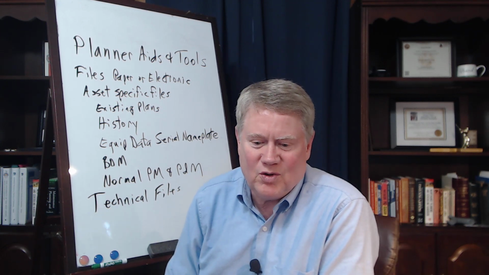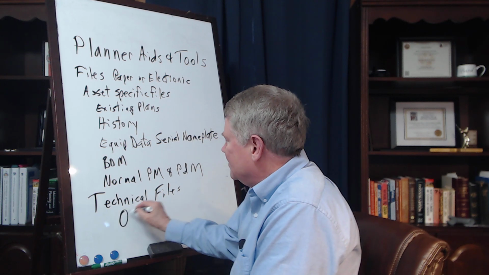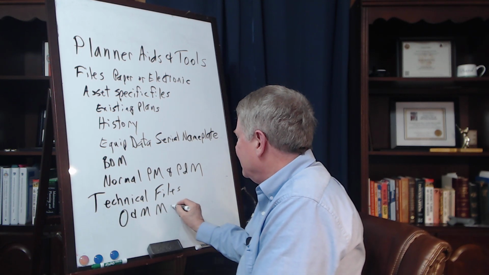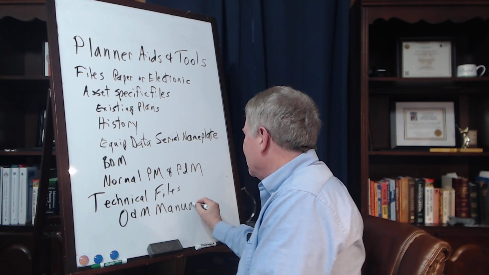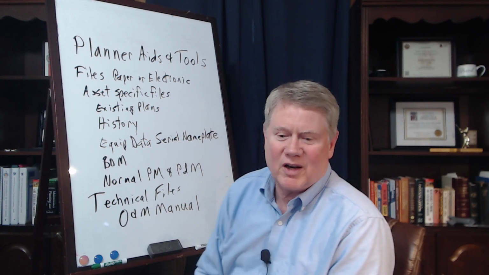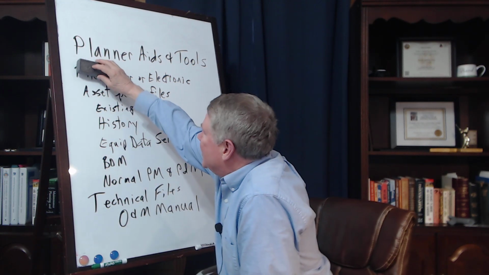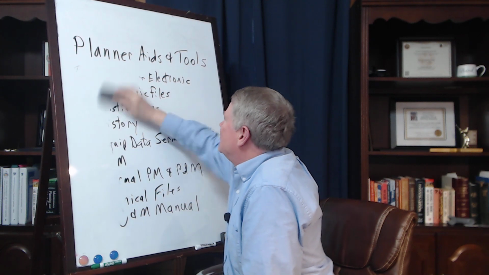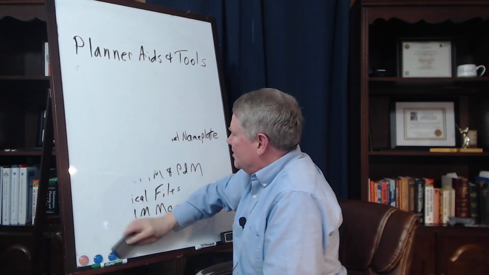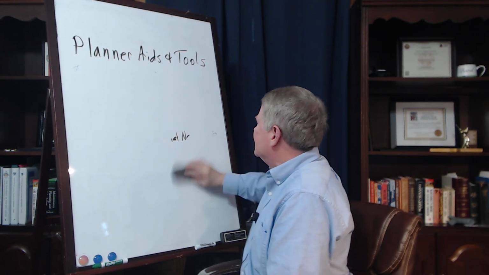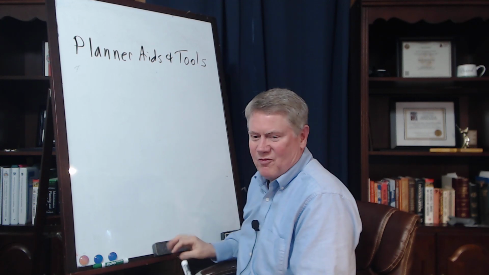That might include your O&M manuals, whether they're paper or electronic for that. So go to a second page here. There's the paper specific files, and then just in general your O&M files.